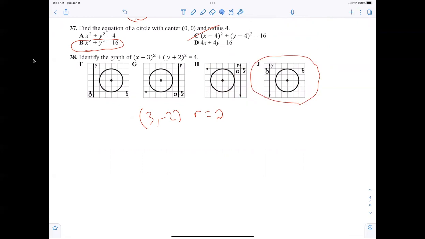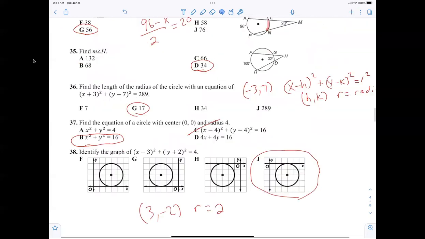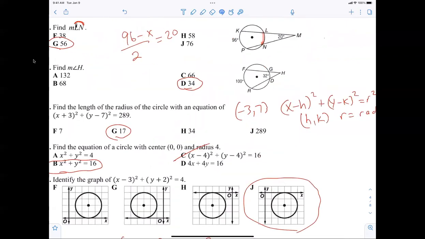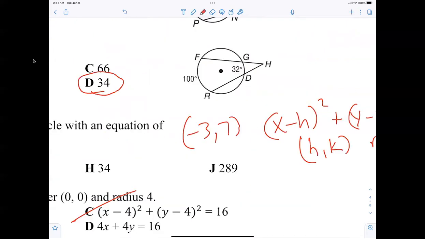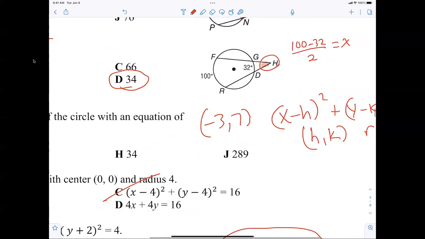Yes, ma'am. Let's look at 35 again real quick. Remember, angle H, this angle's on the outside. So it's the difference. 100 minus 32, divided by 2, is equal to x. The angle is on the outside of the circle, so it's subtraction. If the angle's on the inside, it's addition.